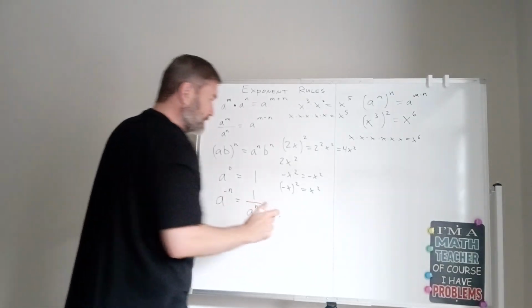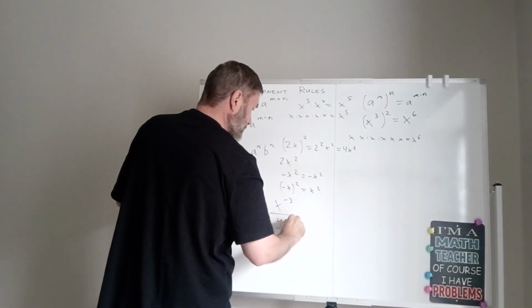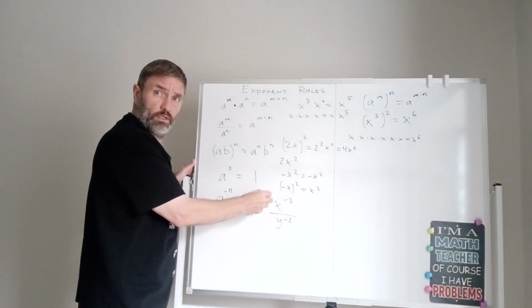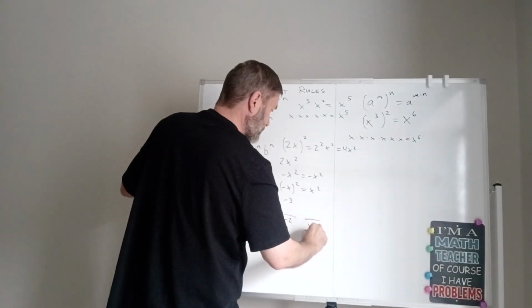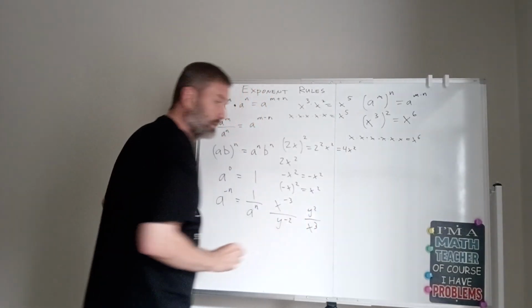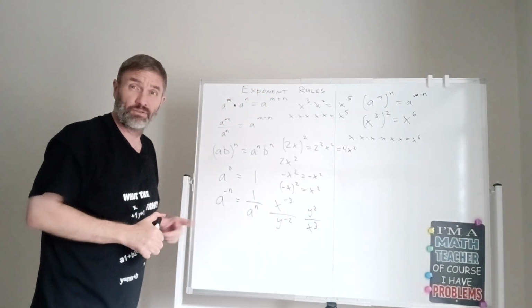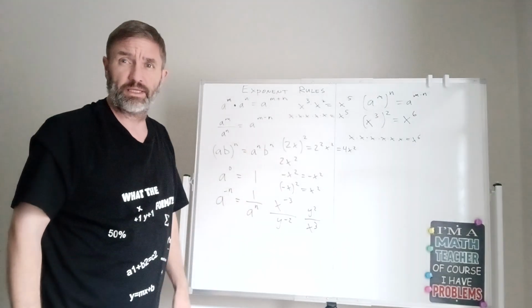How would that look? Well, let's take a look. So I've got x to the negative 3 over y to the negative 2. This is in the numerator, so it's going to move down. So x cubed. This is in the denominator, so it's going to move up. That's how negative powers work. They do not make the answer negative. I see a lot of students making that mistake.